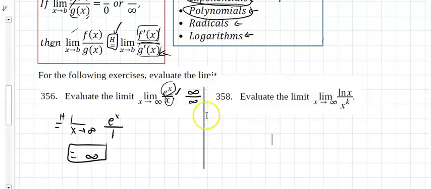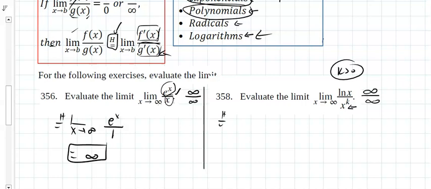Here, assuming k is bigger than 0. If k is bigger than 0, well, we know logs are the slowest growing function. We know the denominator is going to dominate, and this limit, since the denominator is growing faster than the top, is going to be 0. Well, as x approaches infinity, natural log approaches infinity very slowly, but it's going to get there, and a power function approaches infinity if k is positive.